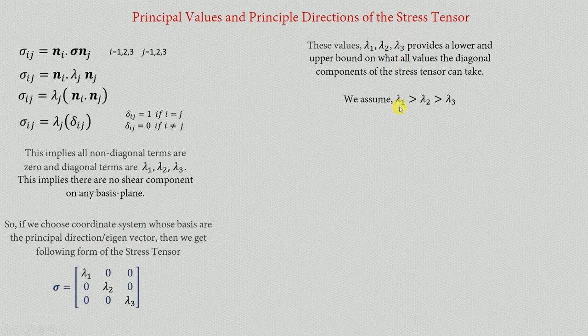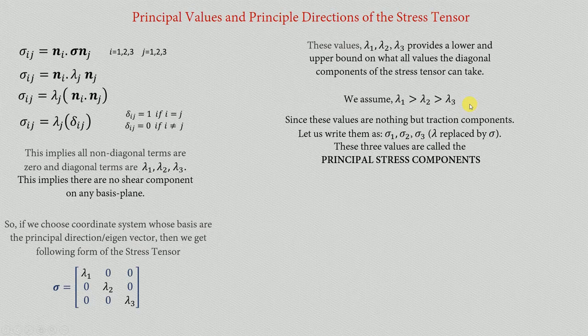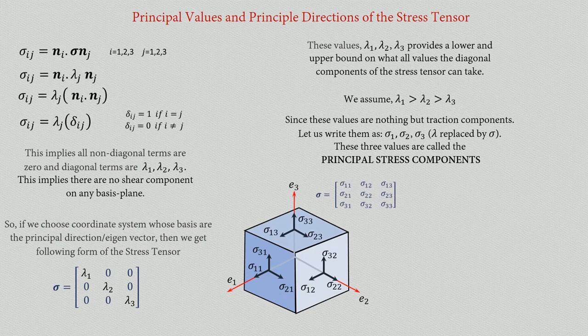If you assume that lambda 1, lambda 2 and lambda 3 are arranged in this order, and we already assume that they are unique, and just for simplicity, since we have been using sigma throughout, let us replace lambda by sigma, just a change of representation. These sigma 1, sigma 2, sigma 3, which were lambda 1, lambda 2 and lambda 3, are called the principal stress components. They are not really stress, they should be called principal traction components, but that's the lingo used in the literature, which is why we use principal stress components, though actually they are principal traction components.